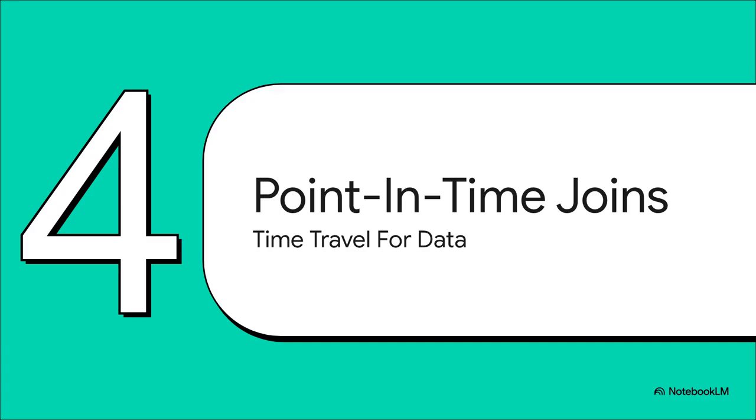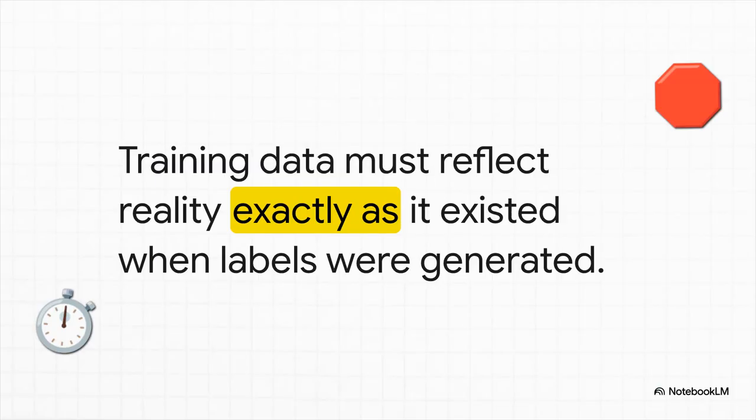Section 4. Point-in-time correct joins. Okay, I love this part. Think of point-in-time correct joins as, well, basically time travel for your data.